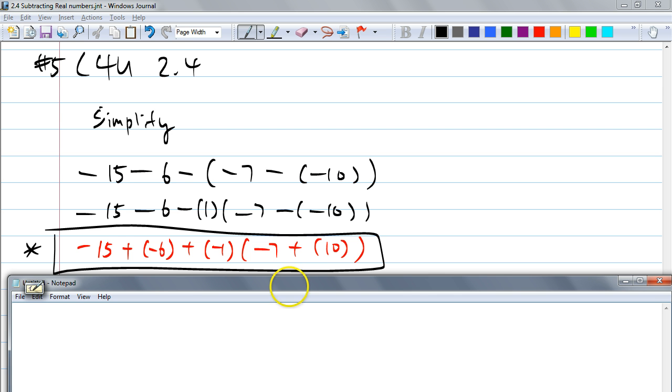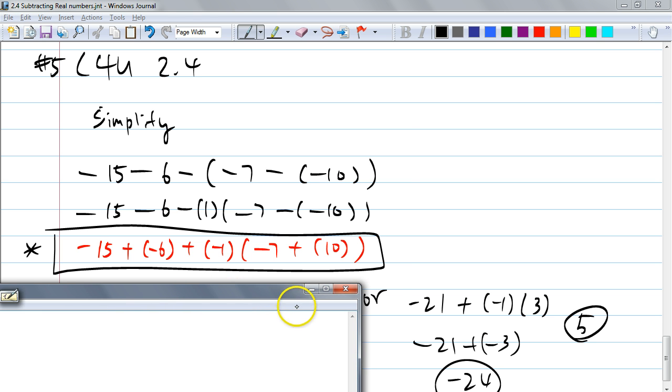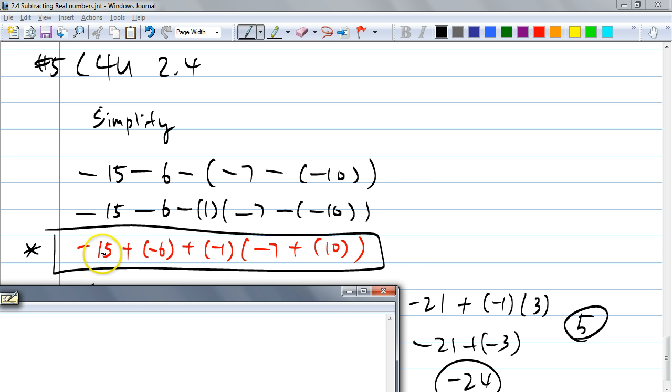Okay, then, listen, there are many ways to do this problem. By the way, by the order of operations, what should you do first? What's in the parentheses. What's negative 7 plus 10? Negative 3. Do you have to distribute this negative 1 first? No, you could do it, but the best way is, first you could do negative 15 plus negative 6, you get negative 21, plus, isn't that just 3? Don't you have to do what's inside the parentheses first? Okay, and you get negative 24.